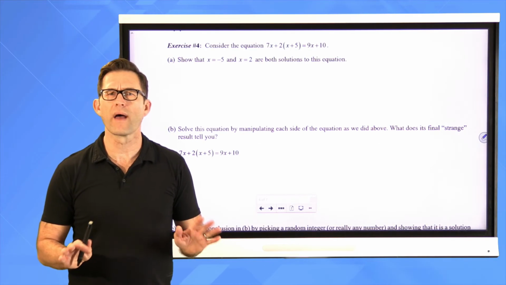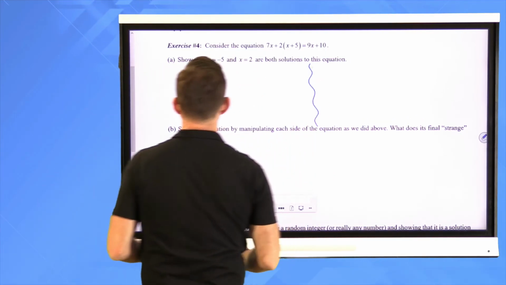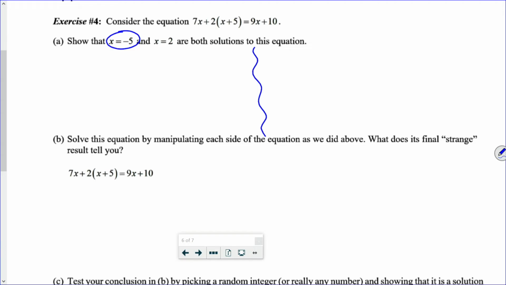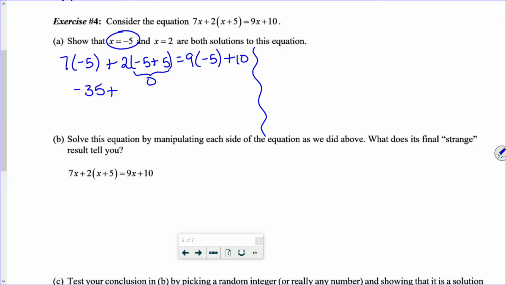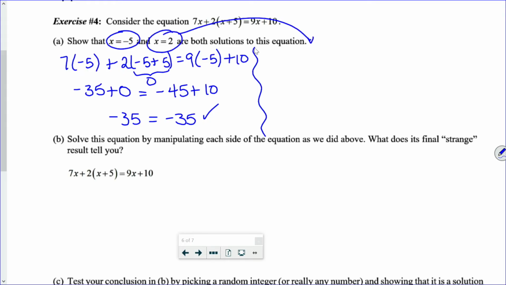All right, let's go through it rather quickly. First things first, let's do x equals negative 5 here. So I'm going to have 7 times negative 5 plus 2 times (negative 5 plus 5) equals 9 times negative 5 plus 10. Great. 7 times negative 5 is negative 35. Here I've got negative 5 plus 5, which is 0, and 2 times 0 is 0. 9 times negative 5 is negative 45 plus 10. Negative 35 plus 0 is negative 35, and negative 45 plus 10 is also negative 35. So certainly a solution.